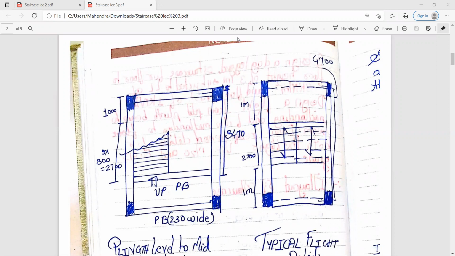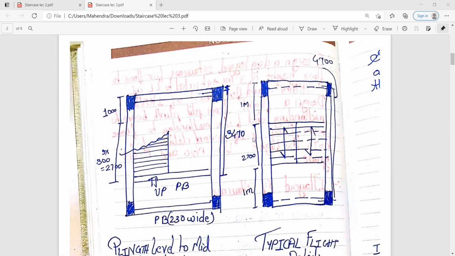4700 कैसे आया? 4700 is nothing but the entire distance. Entire distance from यहाँ से लेके यहाँ तक का total distance is 4700. Okay? मैम वो डेप्थ माइनस थर्ड बाय 2 ऐसा वाला करेंगे क्या? वो बाद में करेंगे. This is nothing but the entire distance.